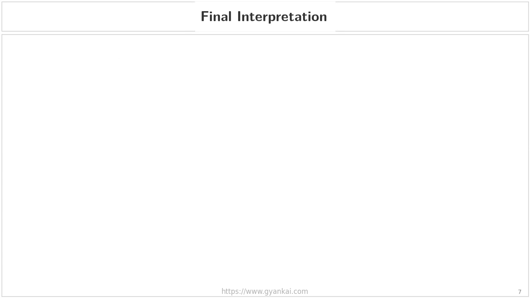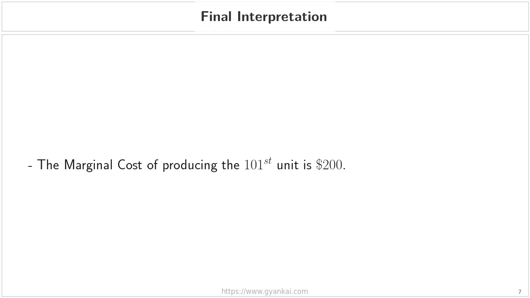Final interpretation. Now that we have completed the mathematical calculations in the previous slide, let us focus on what this result actually means in a real-world business context. We found that the marginal cost at a production level of 100 units is $200. In practical terms, this tells us that the cost of producing the 101st unit is approximately $200.